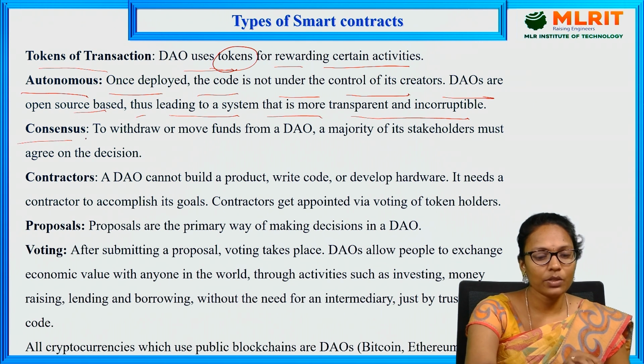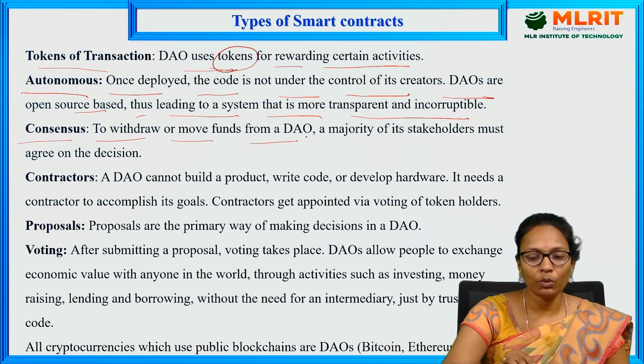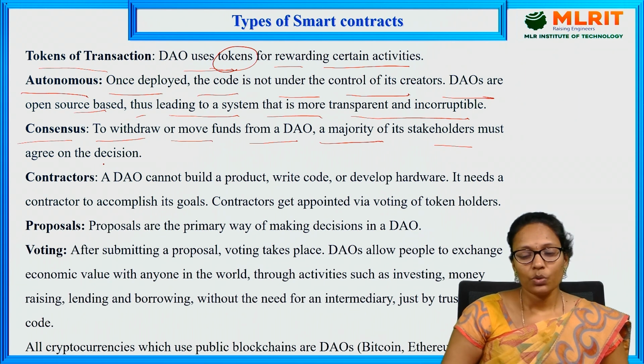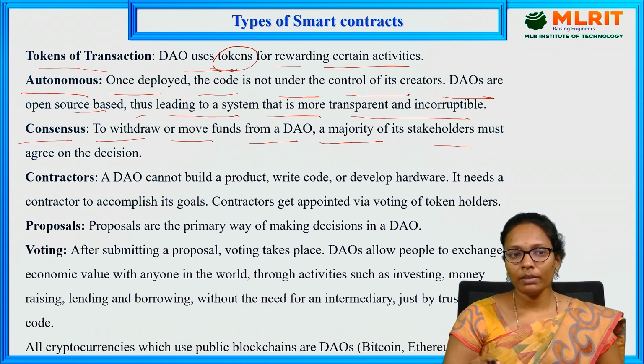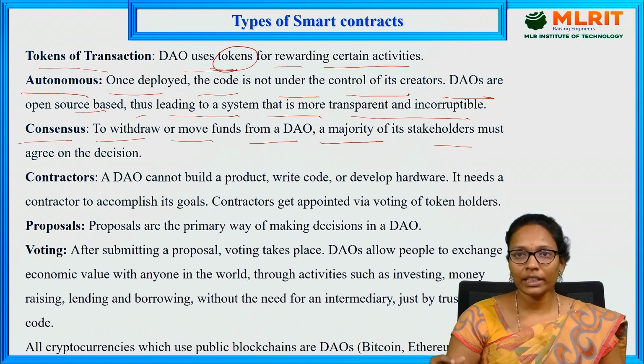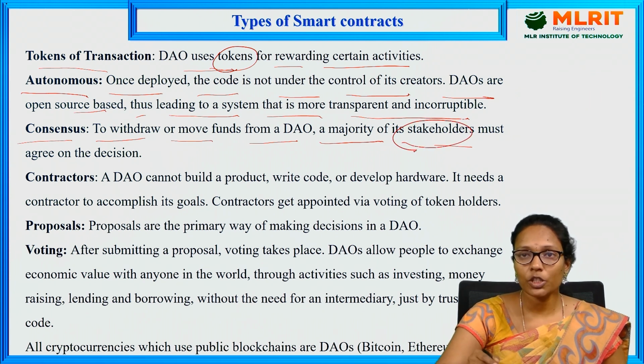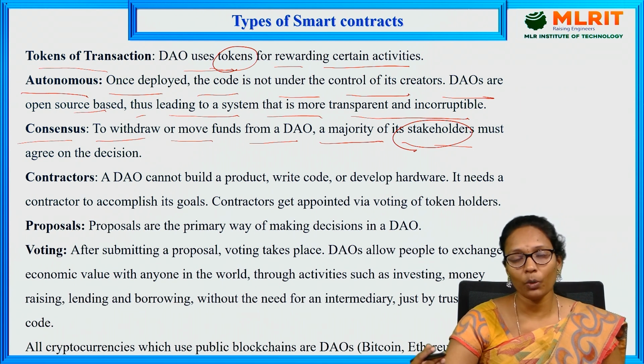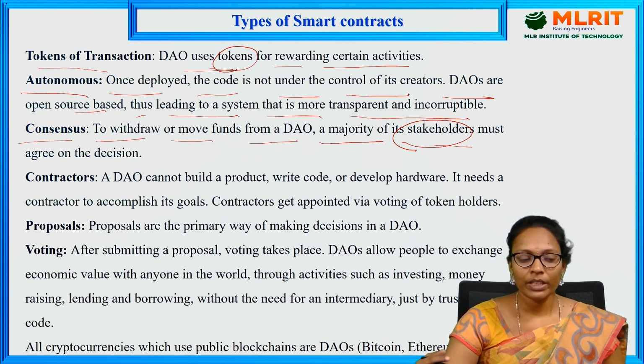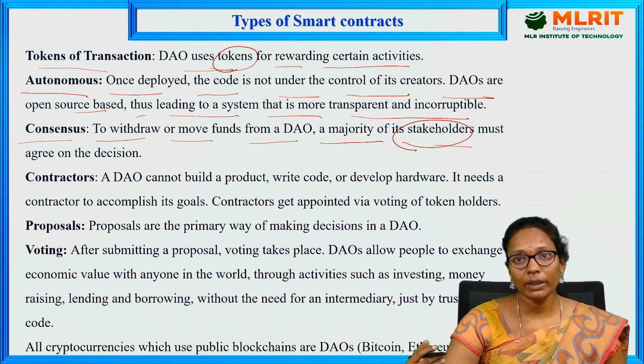Consensus: to withdraw or move funds from a DAO, a majority of its stakeholders must agree on the decision. So if you want to transfer an amount from one account to another account, the decision will not be dependent on a single person. As we discussed in the previous slide, all the stakeholders should give their opinion. If the majority of the stakeholders accept the transfer of the amount, then it will be transferred. The consensus will be taken from each and every stakeholder.